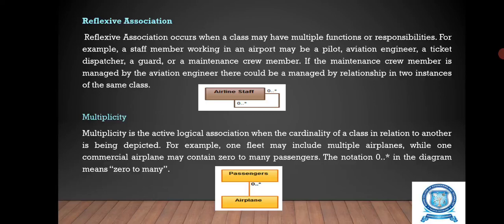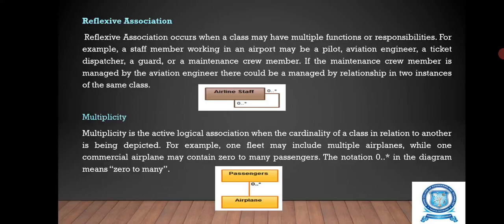The reflexive association occurs when a class has multiple functions or responsibilities. For example, a staff member working in an airport may be a pilot, aviation engineer, ticket dispatcher, guard, or maintenance crew member. If the maintenance crew member is managed by the aviation engineer, that could be a managed-by relationship in two instances of the same class.